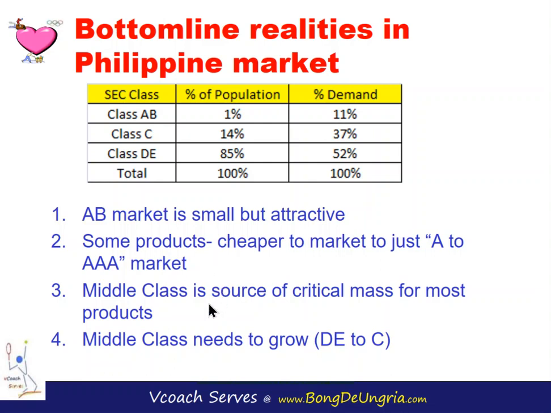The third insight is the middle class is a source of critical mass for most products. So that's why Class C is often lumped with the ABC or lumped with the CDE, because this is a source of critical mass for some products. The last insight is the middle class needs to grow. A lot more DEs should grow to C for the economy to really improve. Those are the realities as far as SEC and demand is concerned.